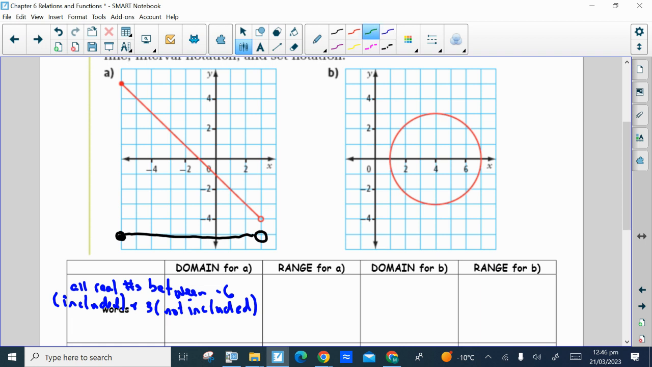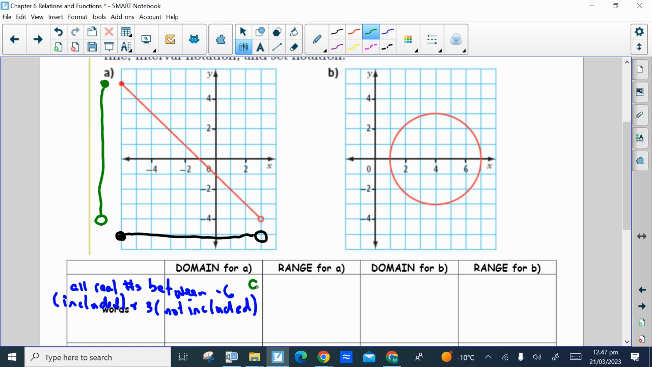Now, the range are the y values. Does the graph go up? Does it go down? This graph goes up as high as +5 on the y-axis and down as low as -4 on the y-axis. The +5 is included because of the closed dot up there, but the -4 is not because of the open dot. And again, the fact that those two points are connected with a line means it's continuous data.